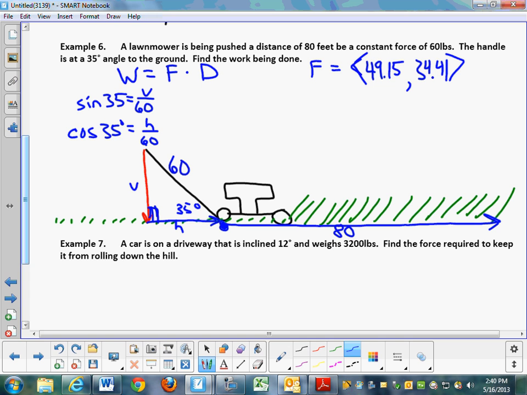Okay, so I got to multiply that by the distance vector. If I move from here to here, what's the vector? 80, 0. Very good. All I have to do is just figure out my two vectors in component form and multiply them together.